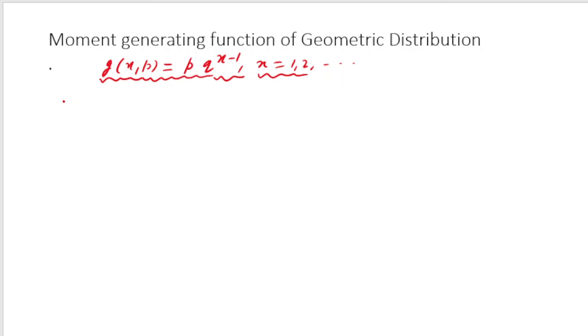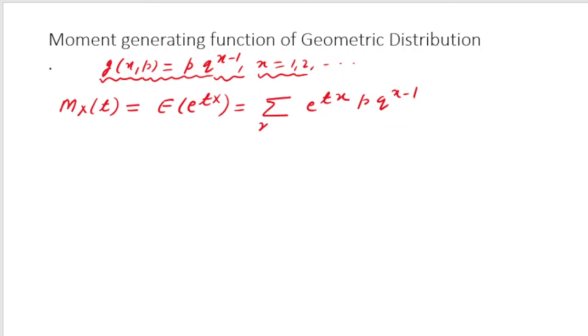So what is the moment generating function? We are using the same concept, M_X(t), which is the expectation of e^(tX). In this case also it is a discrete probability distribution, so it is the sum of e^(tx) into p q^(x-1), where x varies from 1 to infinity.